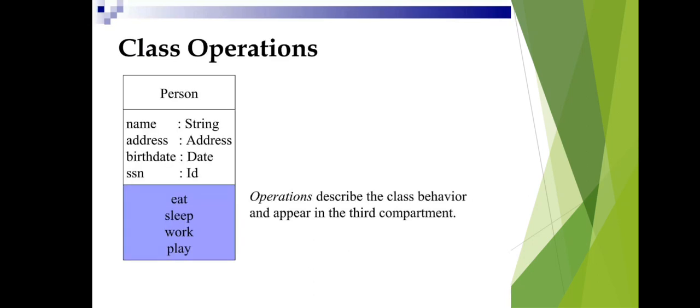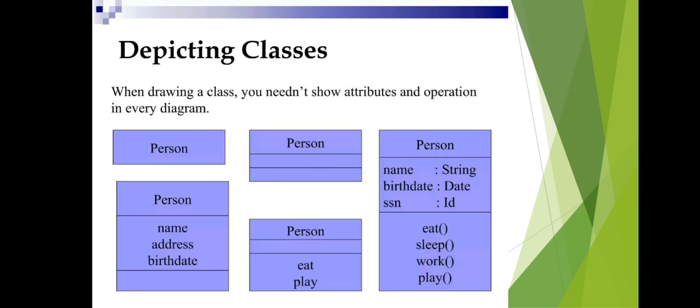The next topic is the class operation. In this slide we describe the operation. An operation describes the class behavior and appears in the third compartment. Person is the class name, there are four attributes: name, address, birth date, and student serial number. There are also four operations: first is eat, second is sleep, third is work, and last is play. So there are four operations in the class Person. This is the representation of classes.